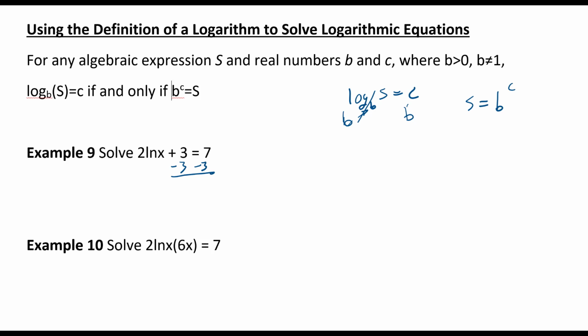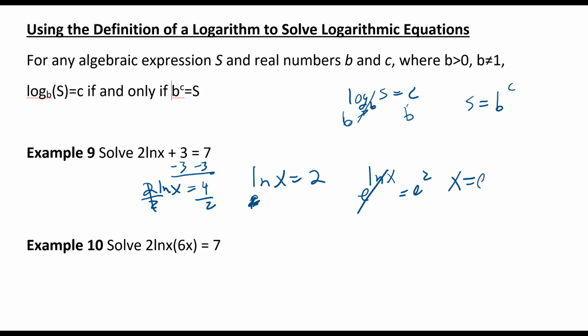So for this one, solve 2 natural log of x plus 3 equals 7. Subtract the 3 from both sides, so 2 natural log of x equals 4. We can divide by 2, so natural log of x equals 2. If we rewrite it, this means log base e of x is 2. That means e to the 2 is x. Or you can make both sides powers of e: e to the natural log of x equals e to the 2. That cancels, so x equals e squared.